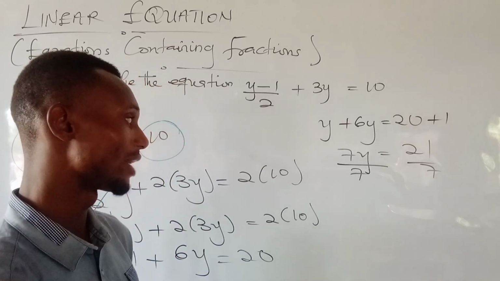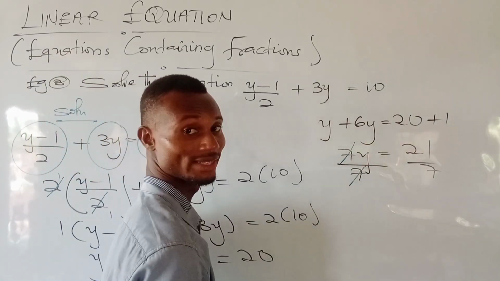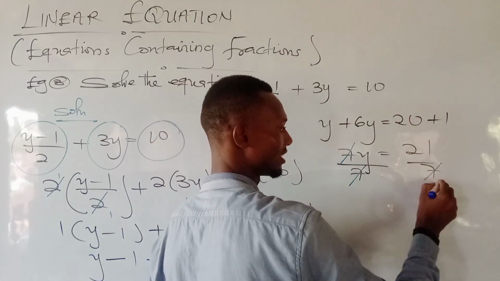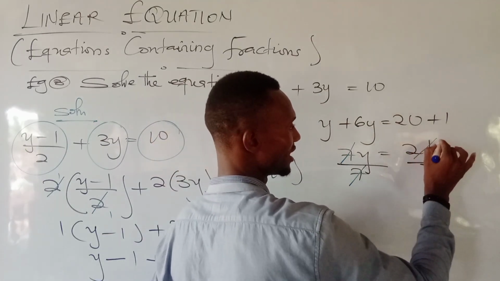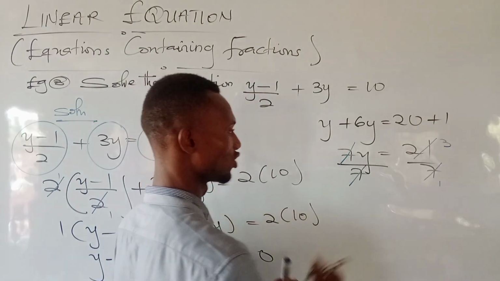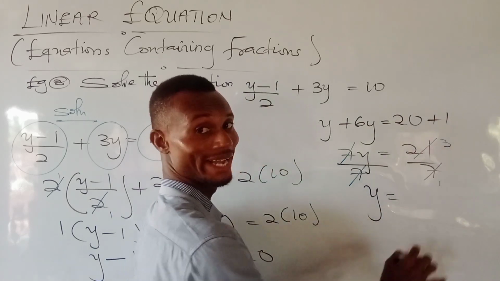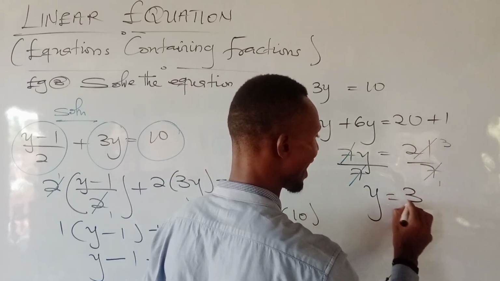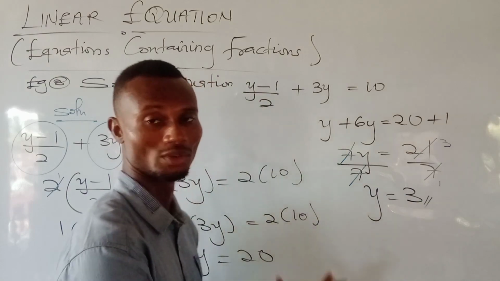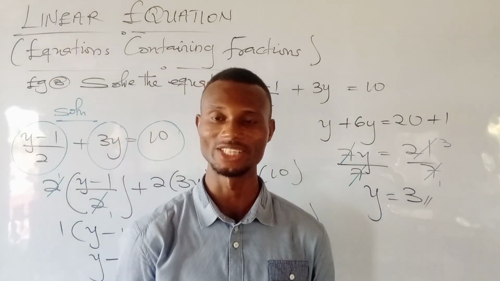Then now we can simplify. We can cancel out this 7 and this 7, they will cancel away, and 7 goes here 1. 7 goes into this 21 3 times. Then let's write what we have left. So my y is equal to 3 over 1, and 3 over 1 is 3. So my y equals 3. This is my final answer for solving the equation on the board.